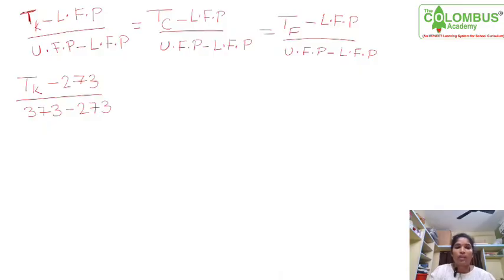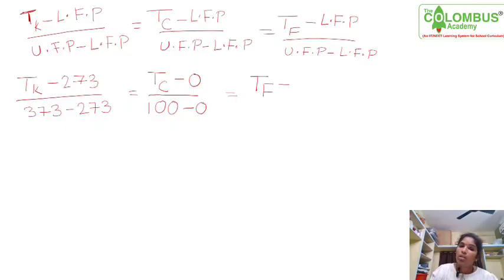That equals temperature in Celsius minus, what is the lower fixed point in Celsius scale? 0. And what is the upper fixed point in Celsius scale? 100. 100 minus 0. That equals temperature in Fahrenheit minus, what is the lower fixed point? That is 32 degrees Fahrenheit, divided by 212 minus 32.